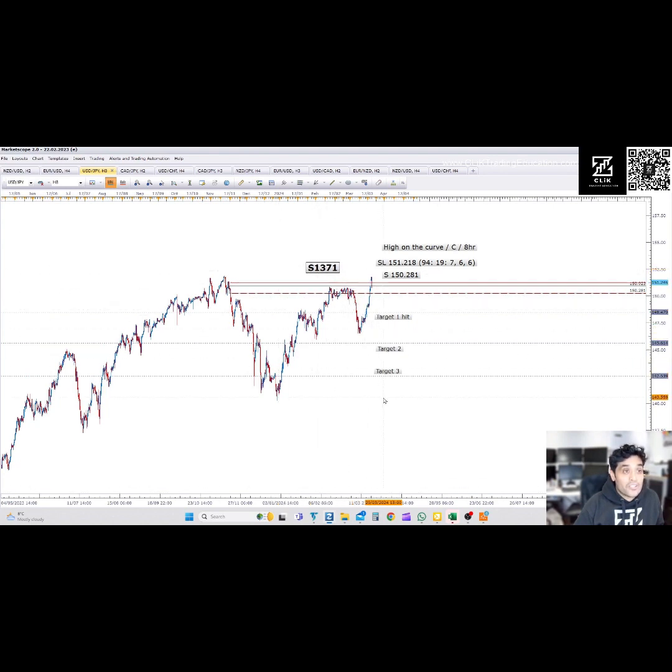Now, it didn't do as much as I wanted it to do. I was probably a bit greedy on this second target, but you can see it's dropped from here, hit target 1, so I've moved the stop on the remaining 2 targets to just below the entry price, which was 150.281, and it's come down. I probably should have had the second target around about here, really, but that was a bit greedy on that one. So it is what it is, and then basically it's come back and stopped us out on entry.